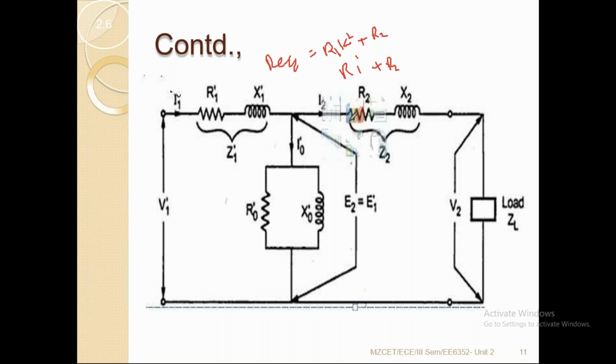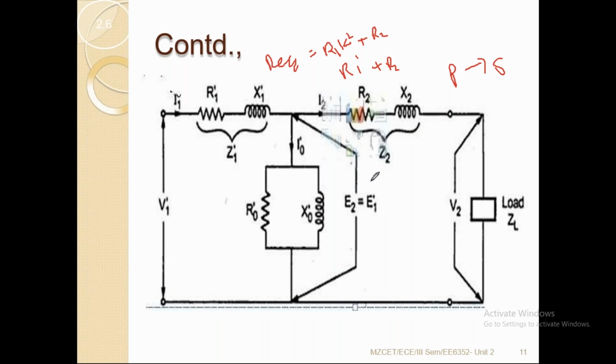Similarly, the equivalent reactance is X1 K square plus X2, so you can represent X1 dash plus X2. Similarly, the equivalent impedance Zeq is Z1 K square plus Z2. So this is the equivalent circuit when primary parameters are shifted and transferred to the secondary.